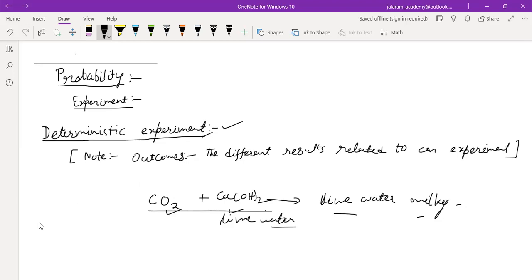We are not going to discuss the deterministic experiment in detail, but for the discussion of probability, we must know it. The second type of experiments are probabilistic experiments or random experiments.